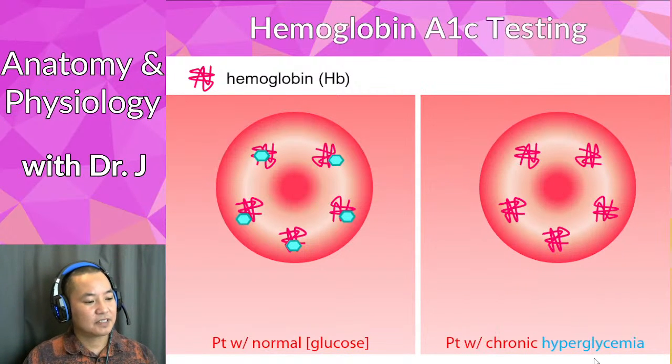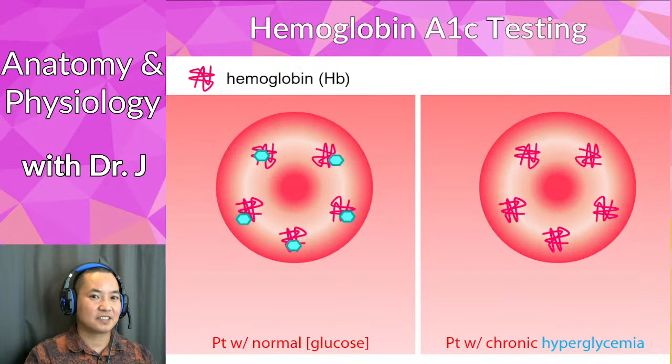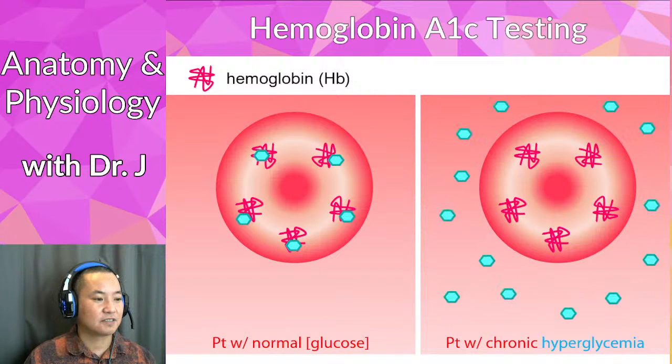Now, what if you have a patient with chronic hyperglycemia? Chronic means it's not just one little spike of hyperglycemia, which is above the normal range of blood glucose. Say this person has almost constant levels of high blood glucose. Well, with high blood glucose, they're going to have a very high concentration of glucose compared to the patient with normal glucose levels.